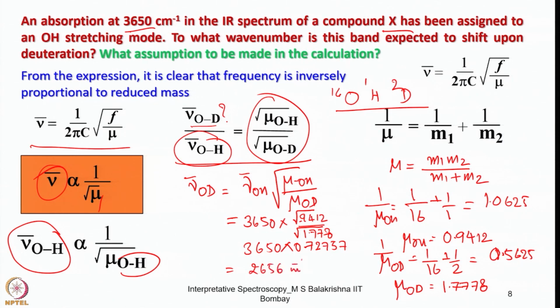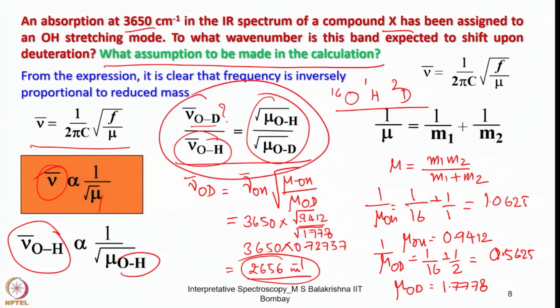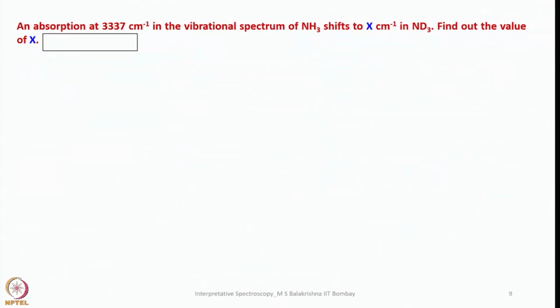So this gives approximately 2656 centimeter minus 1. That means if we replace H with D, the stretching frequency of OD drops considerably from 3650 to 2656 centimeter minus 1. Here the assumption is very important. In most such problems where we come across replacement of one isotope with another, we should assume that the stretching force constant would be very similar. Only then can we arrive at this relationship, calculate the values and solve the problem.